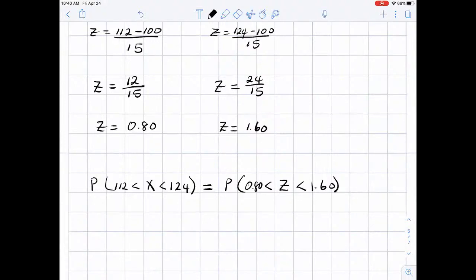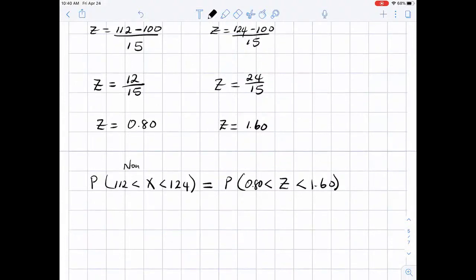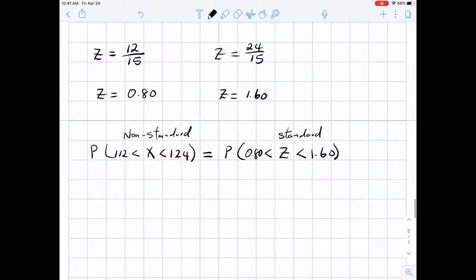So this is from non-standard to standard. Any questions so far? So we don't have to look it up in the table. We didn't find the probability. Now is to find the probability. All you've done so far was to convert from non-standard to standard. Okay, so let's look up.